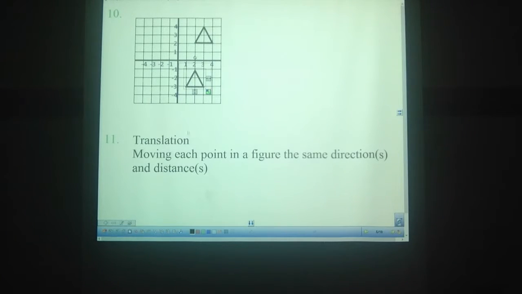Oh, and one other thing you should point out, there's a lot of vocab in this. When we translate a figure, the new one we put in with dotted lines, the old one with solid lines. We call the old one the pre-image. And then we call the new one the image. Okay, so see if you can figure out what the translation is going from the pre-image to the image. Pause video.